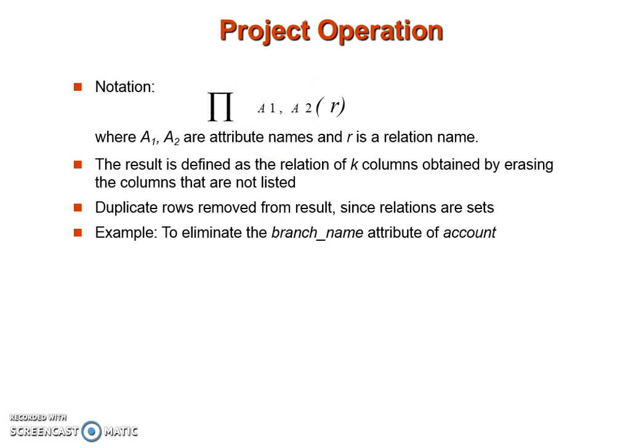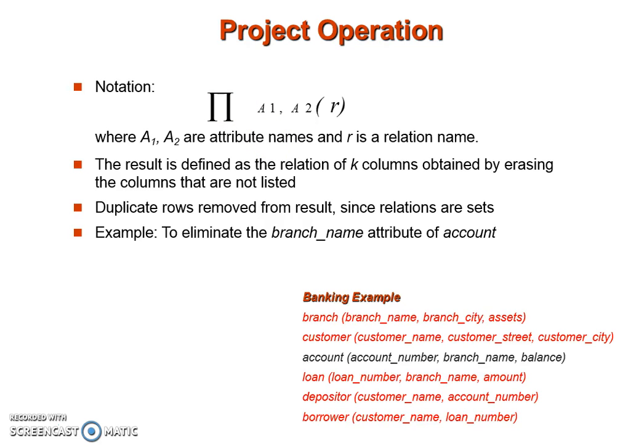For the example, we take the same schema for the banking database system. The example is to eliminate the branch name attribute of account. We select the account relation, or schema, with account number, branch name and balance. We eliminate the branch name, meaning we select only account number and balance. How do we write it? It looks like this: project account number, balance from relation account.